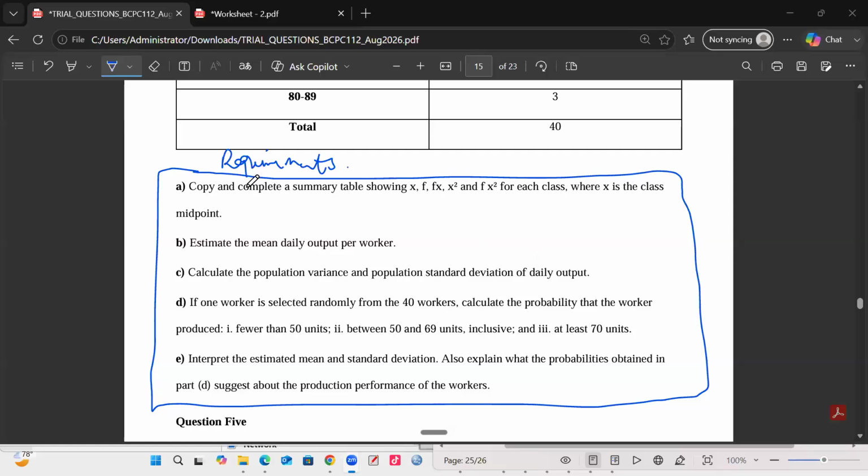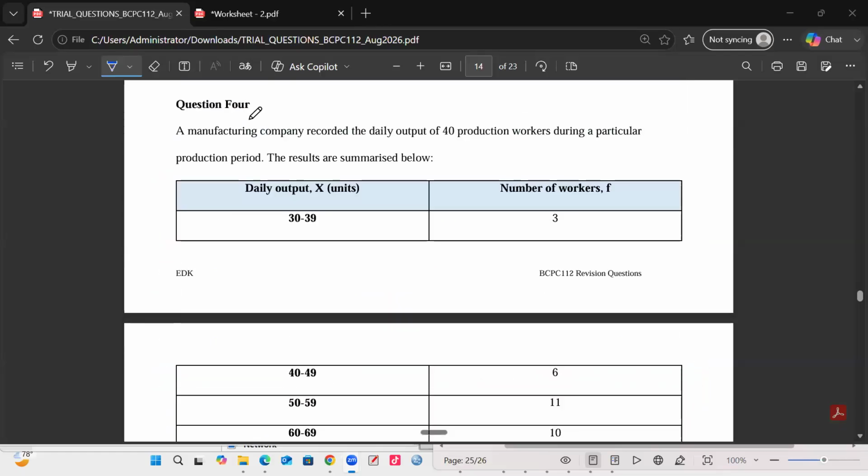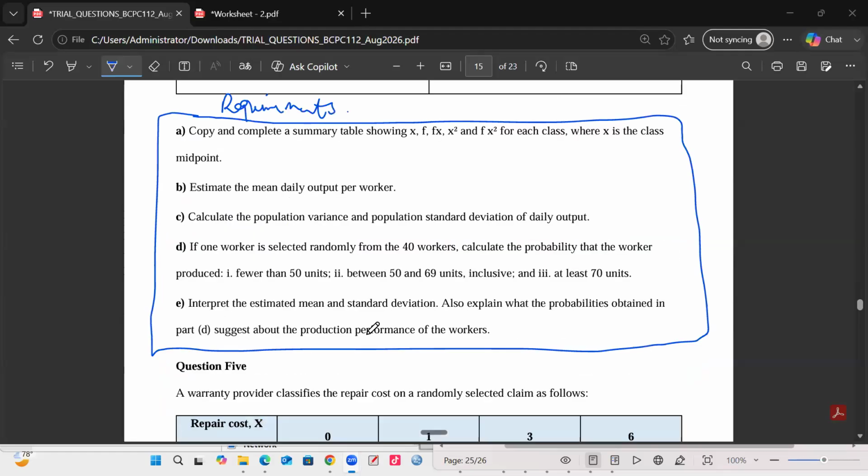So before, whenever you are giving the question, ensure that you go and read the requirements first. These are the requirements. A to E are the requirements. Read them first. We are solving question 4. And I said that question 1, 2, 3, 7, and 8 are on the YouTube channel. So let's start. Somebody should read it for us quickly.